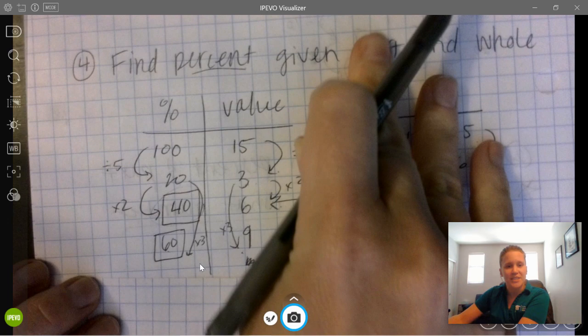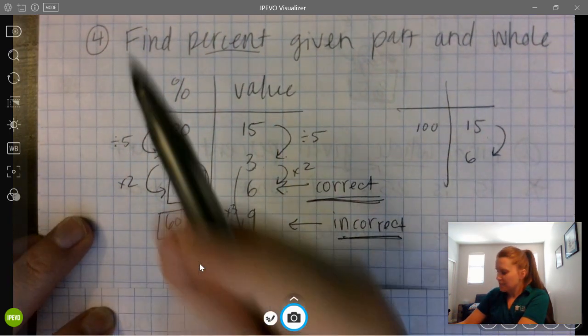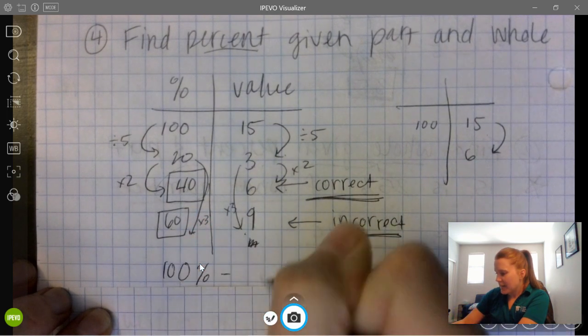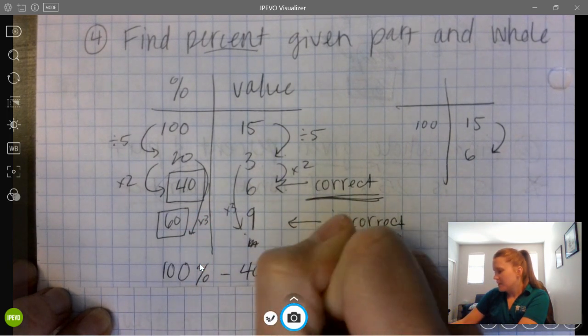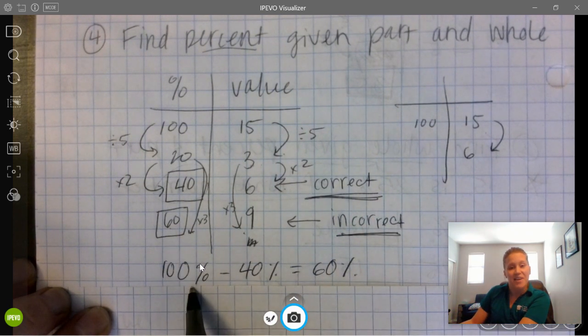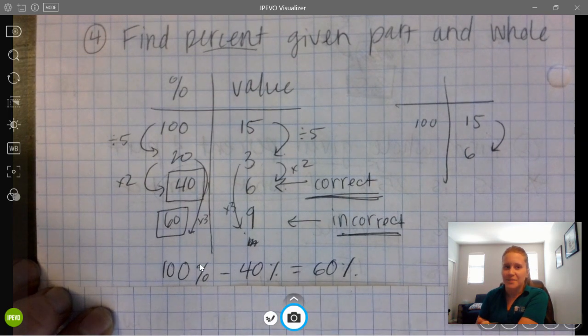If he got 40% correct, I could find out how much he got incorrect by simply subtracting. 100% minus 40% equals 60%. So if this is the total amount he can get correct, and he could get correct or incorrect, and this is how much he got correct, then this must be how much he got incorrect, right? This is a really good way to check my answer.